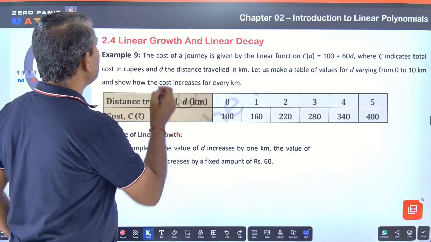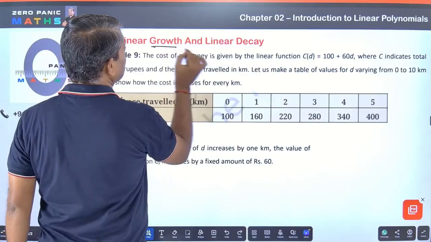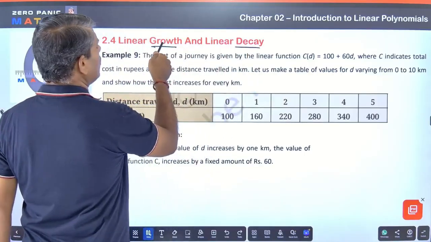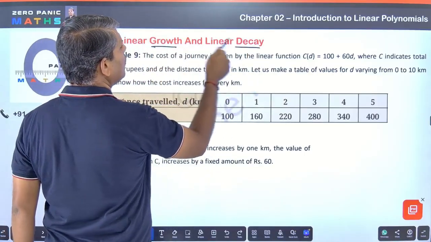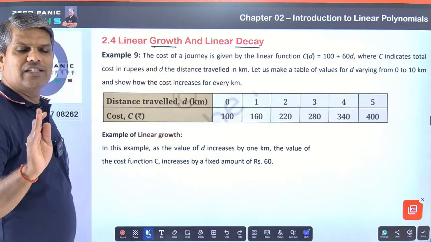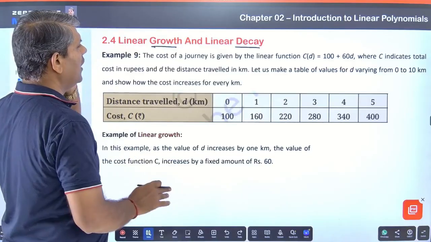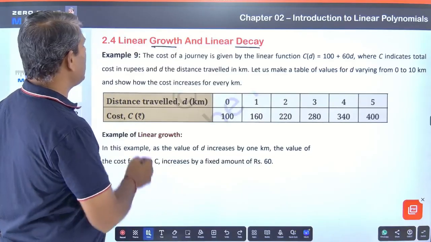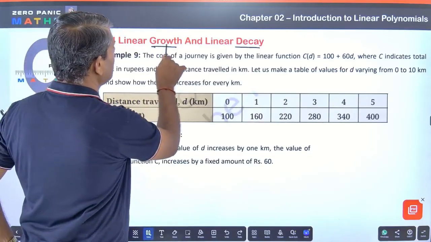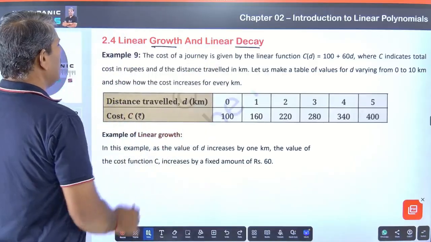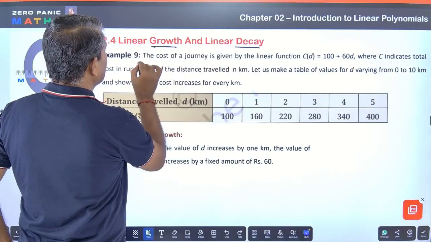Now as the name indicates, growth means the increase in the value and decay is the decrease in the value. That is the simple concept behind this. Now let us take an example to understand what is growth and what is decay. See what example 9 says.